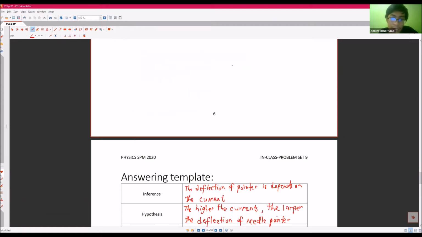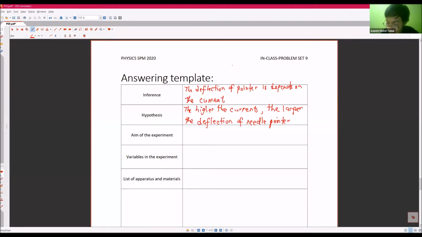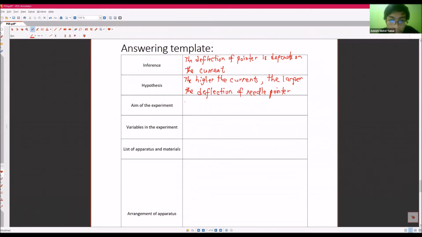So basically the aim is to investigate the relationship between the current and the force. So basically the deflection of the pointer is represented by the force, the magnitude of the force. But we don't measure force here, we measure it differently in this experiment.